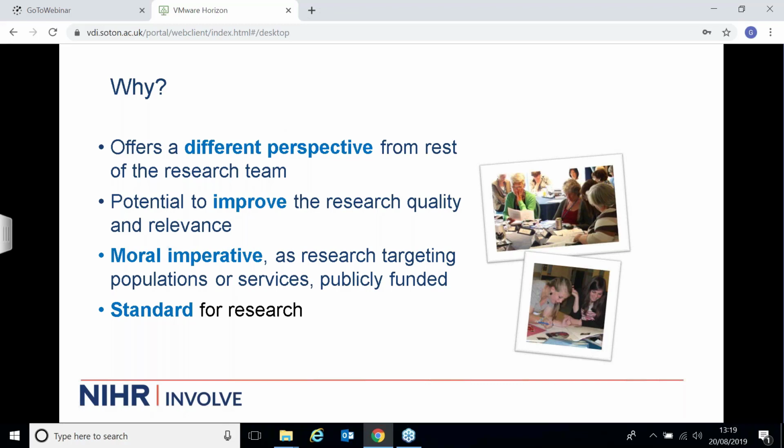So I've given you 3 key reasons there, and I hope that you'll all take at least one of those on board. But if you don't, we come to my 4th rationale, and that is increasingly you have to. Increasingly, it's become a standard to involve patients and the public in your research. It's becoming essential.